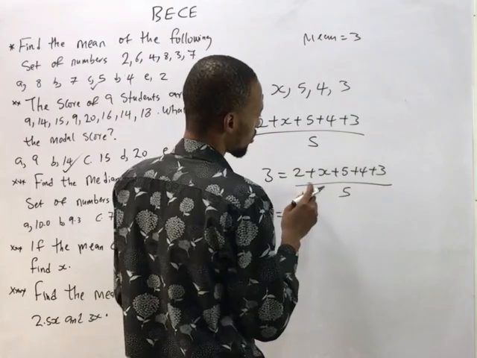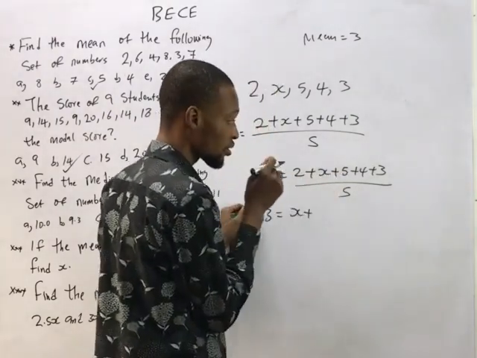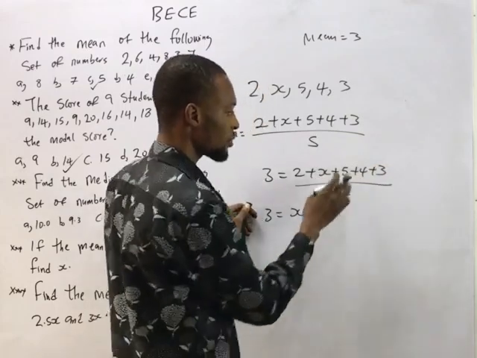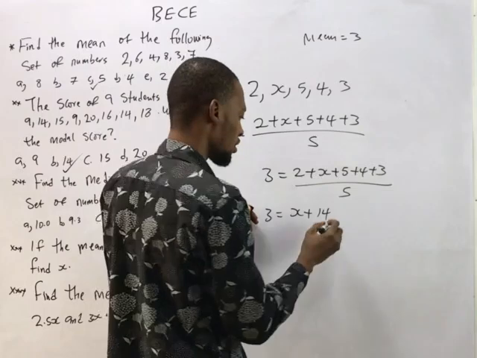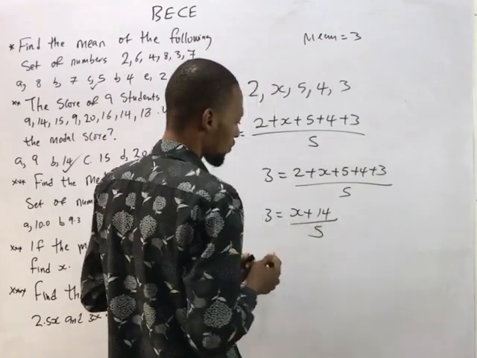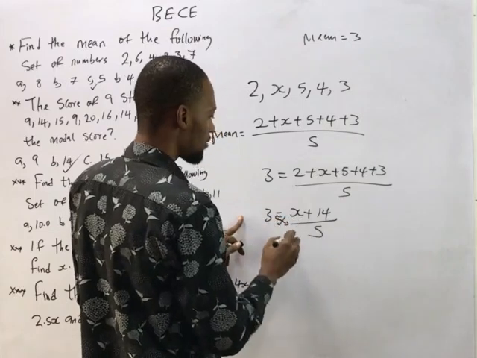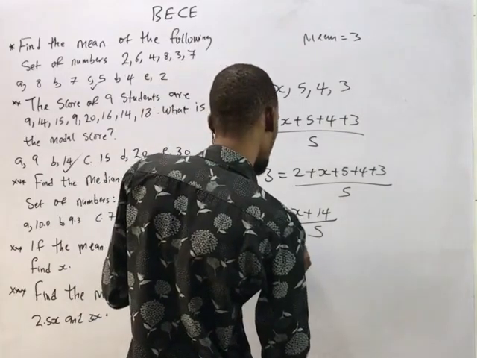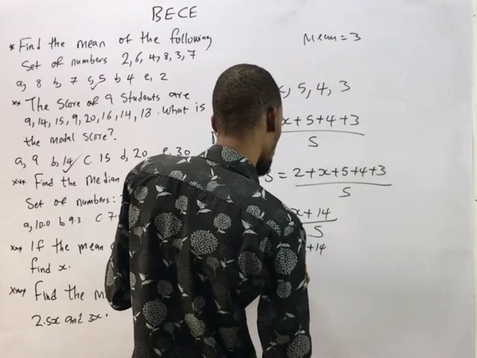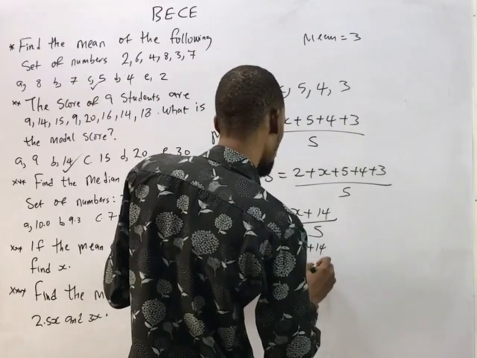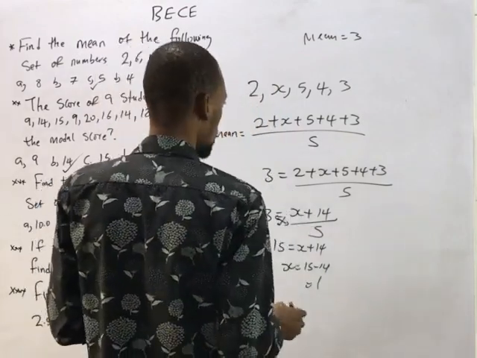3 will be equal to S plus 2 plus 5 is 7, 7 plus 3 is 10, plus 4. So the numbers here add up to give you 14, if I am correct, over 5. So the next thing is to cross multiply. 3 times 5 is 15. So 15 is equal to S plus 14. So S will be 15 minus 14 to give you 1. So the value of S is 1.